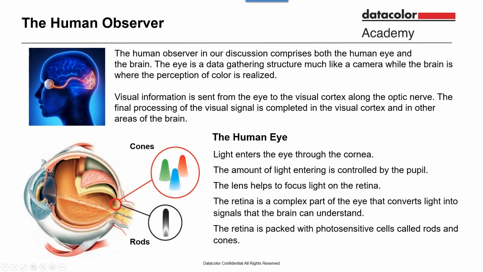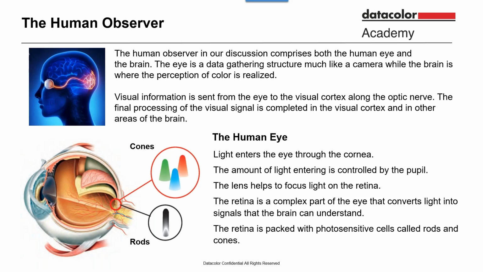Okay, let's move on. We covered the object. Let's talk about the observer. Looking at the third part of the color triplet, we've discussed the light source and object, and now we're going on to the observer. The human observer in our discussion comprises both the human eye and brain. The eye is a data gathering structure, much like a camera, while the brain is where the perception of color is realized.